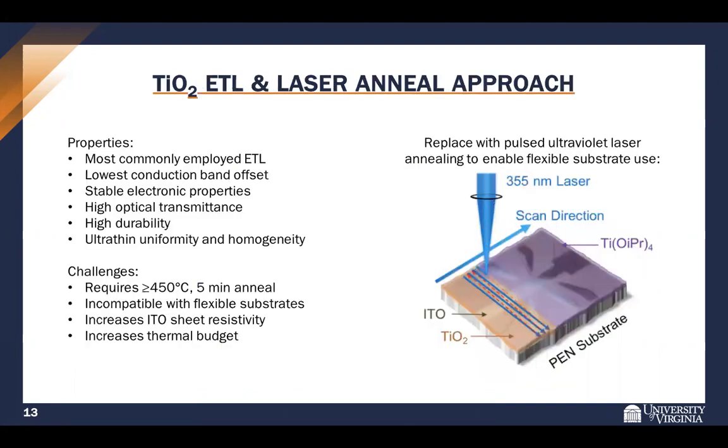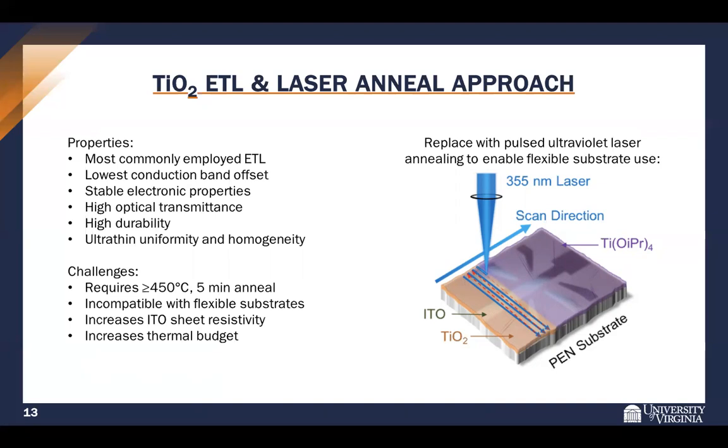So the TiO2 electron transporting layer is the most commonly employed electron transporting layer in perovskite solar cells. This is primarily because it has a low conduction band offset. It has stable electronic properties. It has a high optical transmittance because this is the top layer in the device. It allows light through to the perovskite absorber. The film also has a high durability and an ultra-thin uniformity and homogeneity.